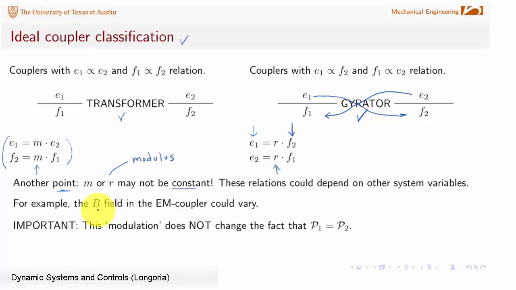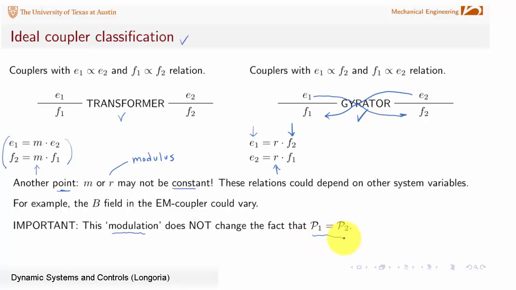So for example, the B field in this electromechanical coupler was constant if the magnetic field is uniform and doesn't vary, but it could also be changed if it was, say, dependent on some other electrical circuit generating a magnetic field that you might vary independently. So we'll say that this modulates these couplers. Okay, so we'll call those modulated transformers or modulated gyrators.